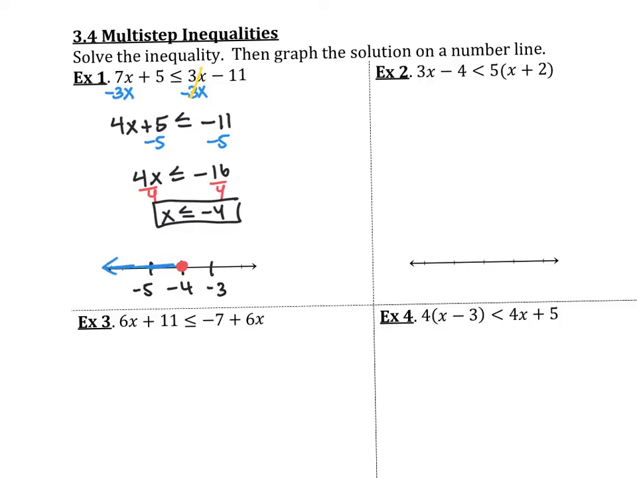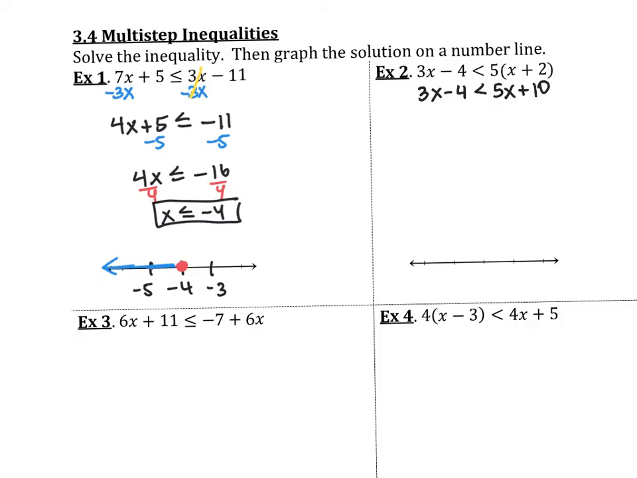Okay, let's go ahead and try example 2. Example 2 says 3x minus 4 is less than 5, parentheses x plus 2. Okay, let's see. Since there's parentheses, I'm going to go ahead and distribute first, and then I'll try to solve it. So 3x minus 4, 5 times x is 5x, plus 5 times 2 is 10.